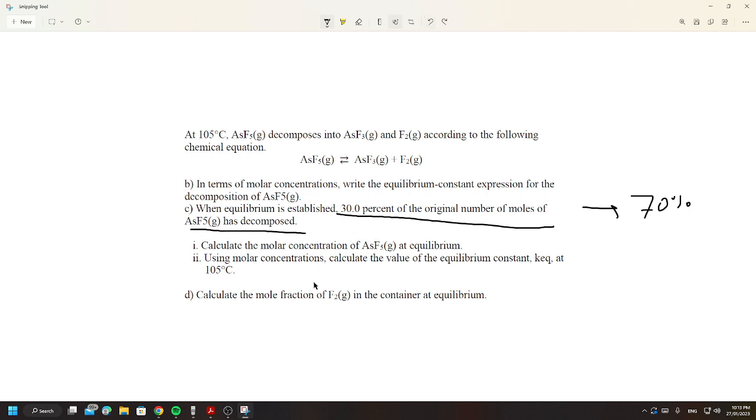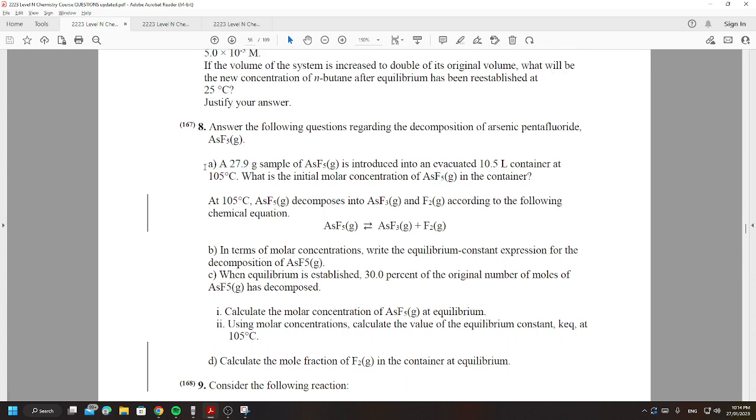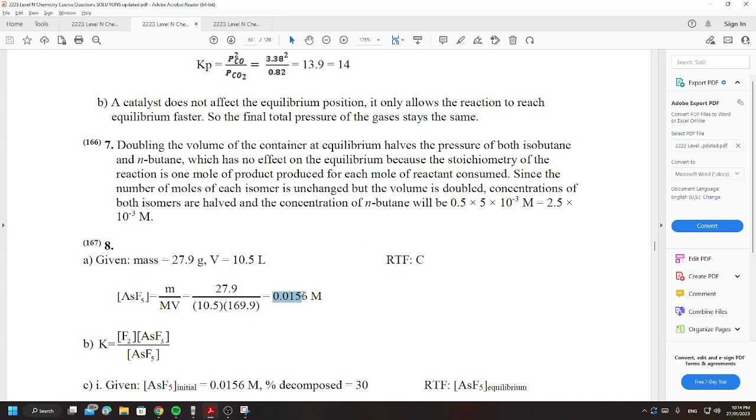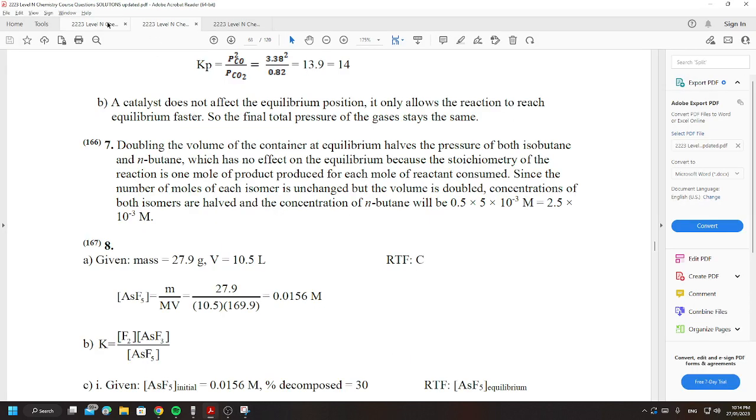Right, so we have to get the concentrations. Okay, what's the molar mass of ASF5? Actually, I'm just gonna use their answer. So for part A, they got 0.0156. So the concentration of ASF5 is equal to 0.0156. Is that correct? Yeah, 0.0156.